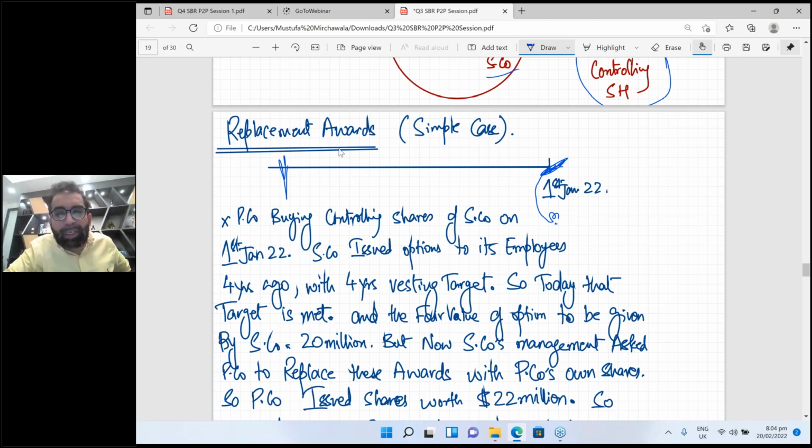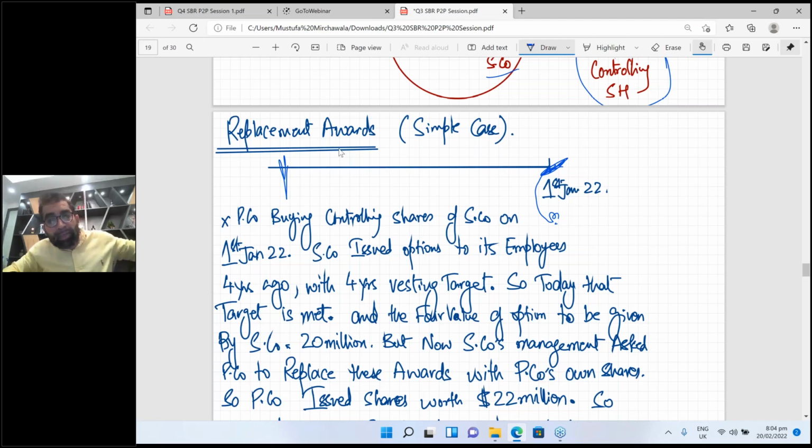This is the first part of the story. Now the second part of the story relates to the personal life of S company. Exactly 4 years back, S company offered their own employees some share options and in return asked them to stay 4 years. Now the employees stayed 4 years. That means these options are vested, that means the employees have done their work. So now S company should give shares to the employees.